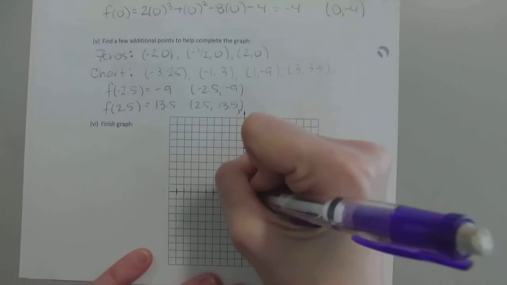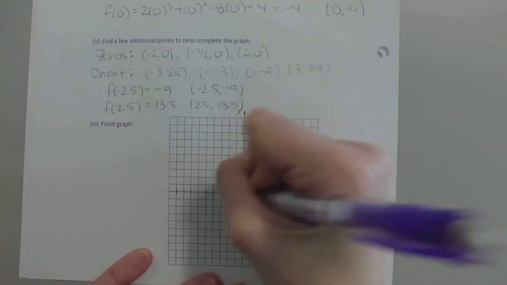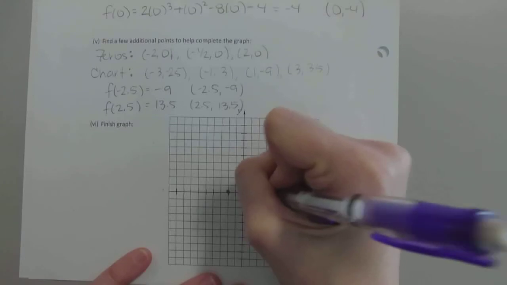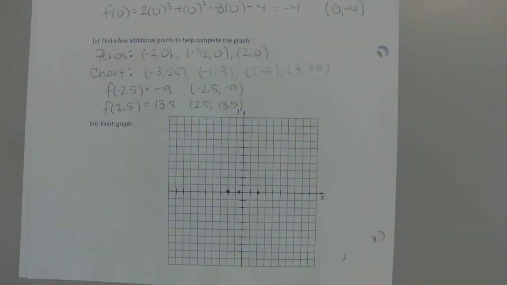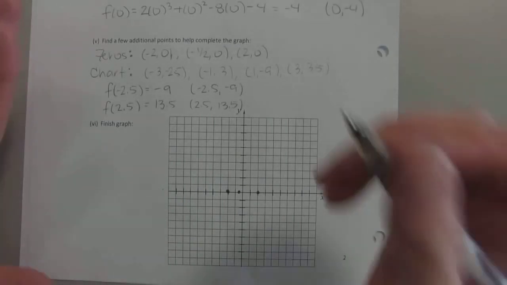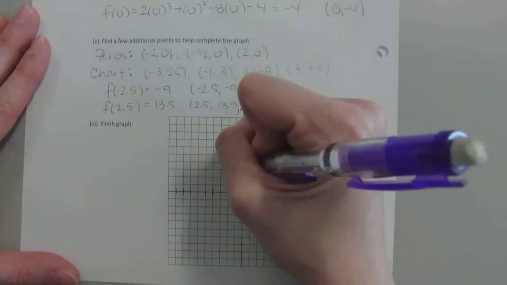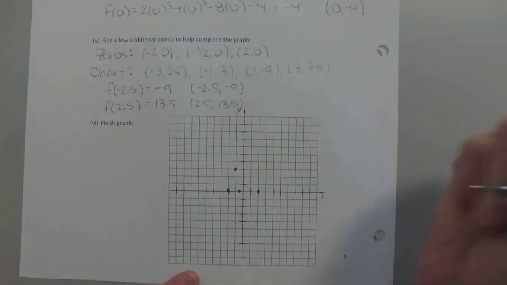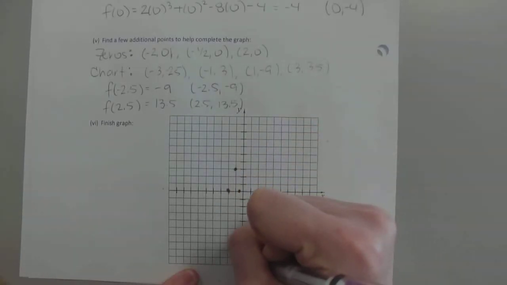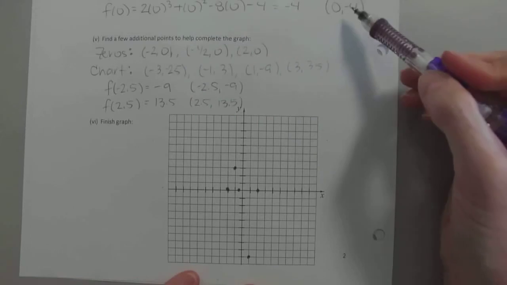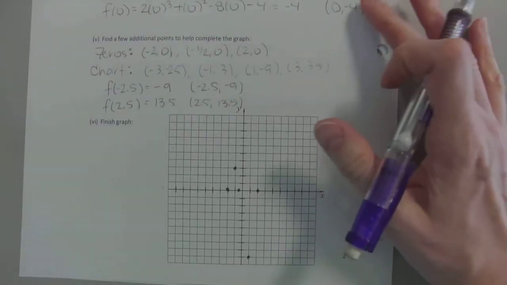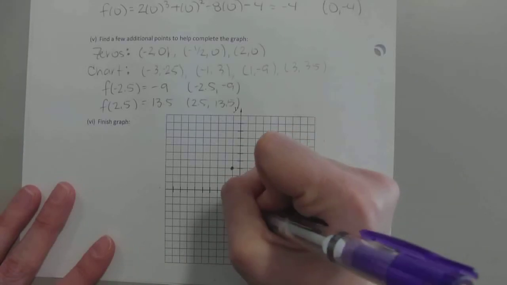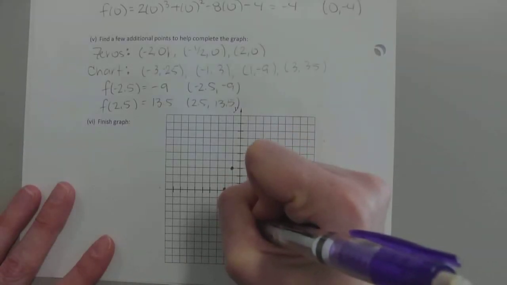So now we have 1, 2, 3, 4, 5, 6, 7-ish points to plot, because we can't really plot -3 and +3 because our y values are off the graph. I always start with my zeros, okay? So -2, 0, go ahead and plot that, guys. -1/2, 0, we're not quite all the way to 1, we're like halfway to it. And then +2, 0. Then I go use my test points that I can plot. -3, -25 doesn't work, but -1, +3 I can plot. -1, -9 I can plot.